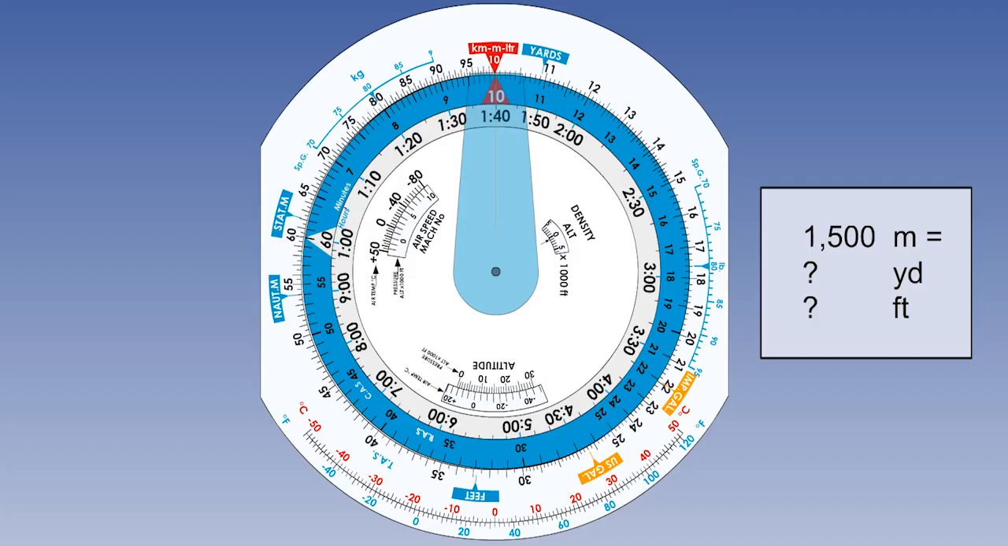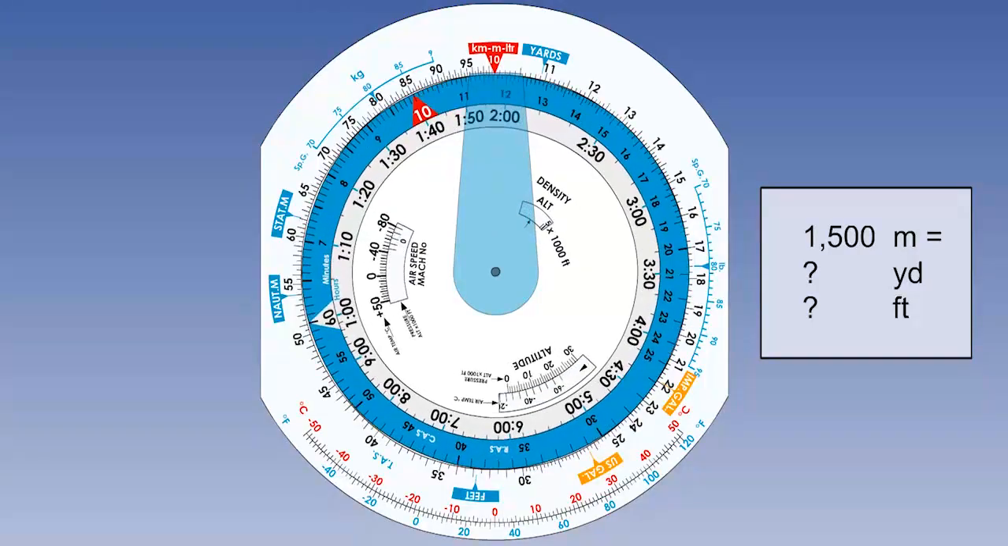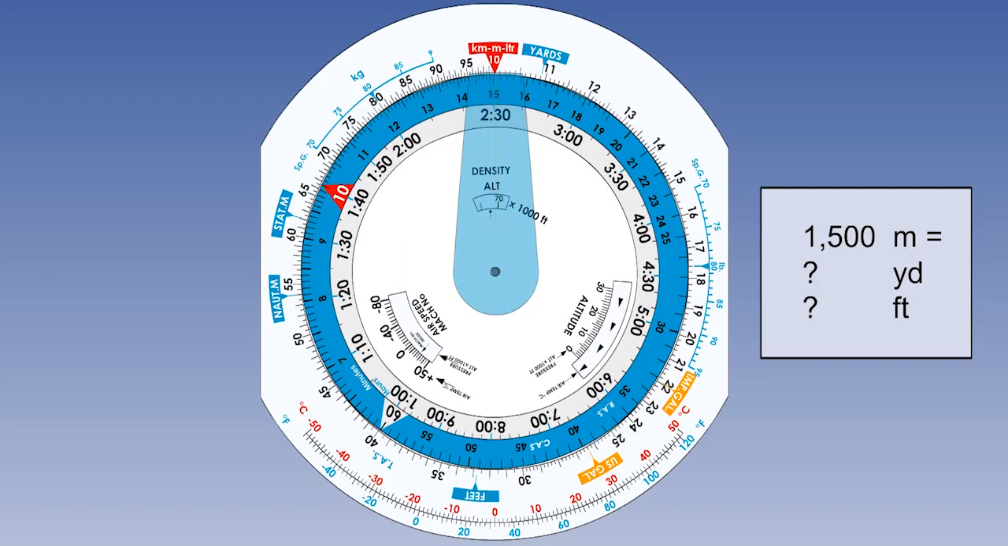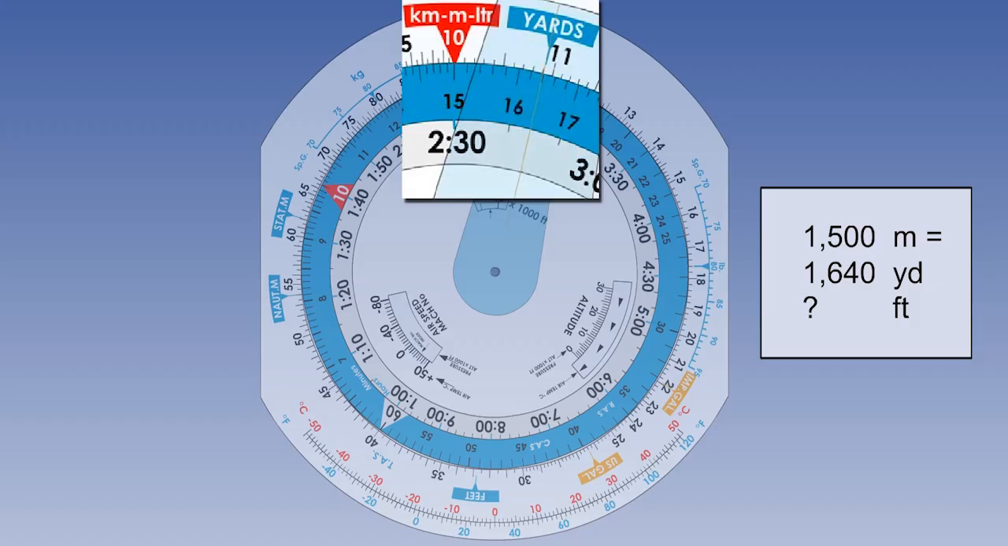First, place 15, representing the 1500 metres, on the inner scale under the km, m, LTR index on the outer scale. Moving the cursor over the yards index, read off the figure 16.4. Our approximate answer tells us that 1500 metres equals 1640 yards.